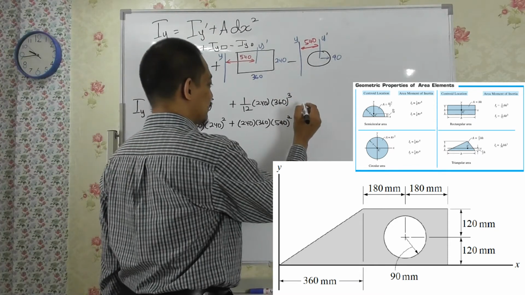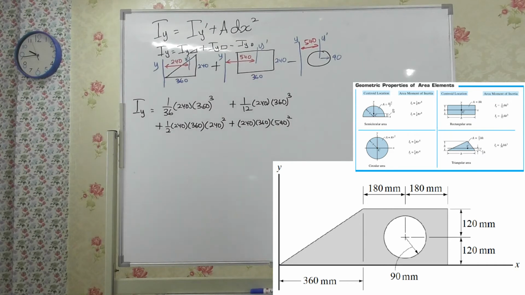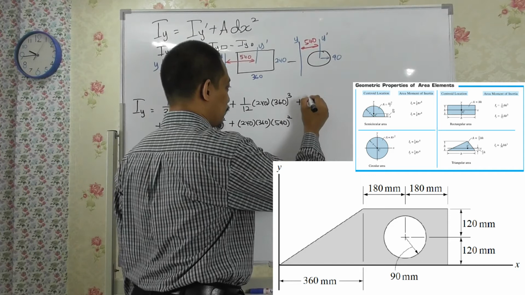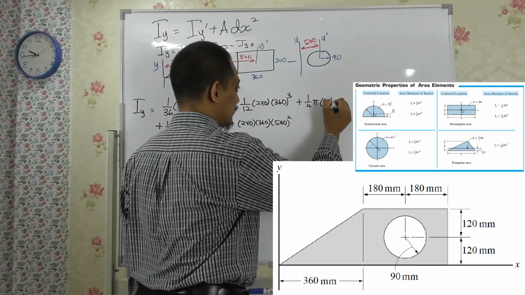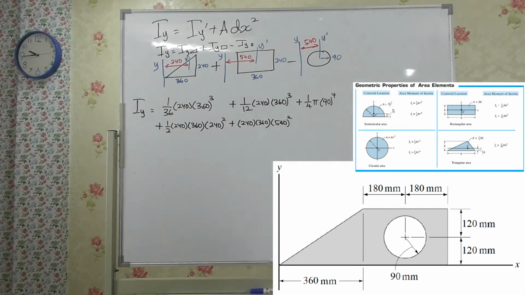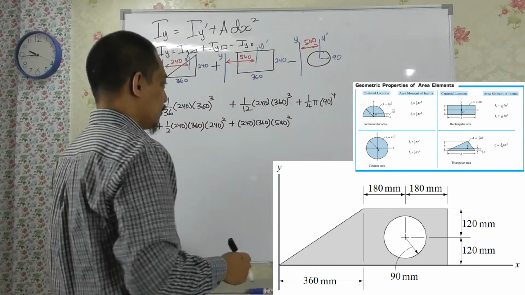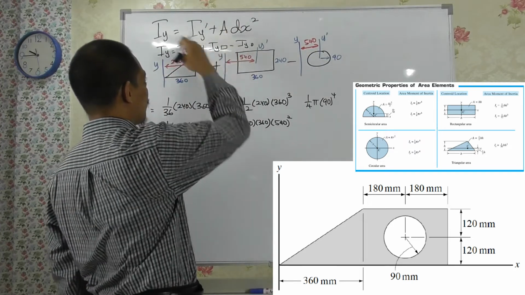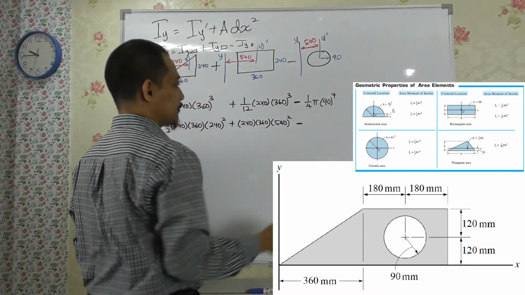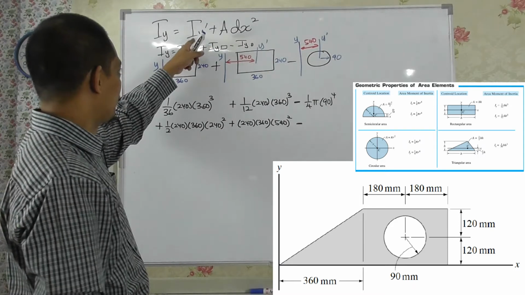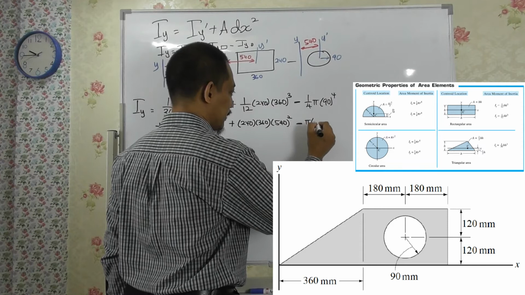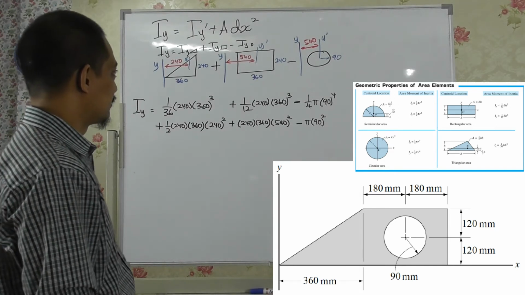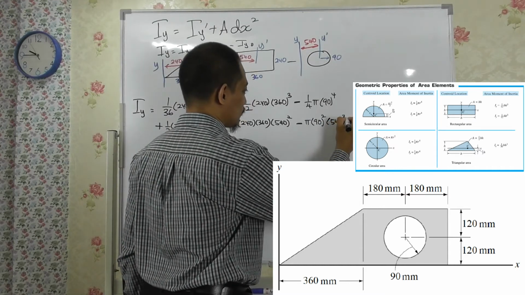Now for the circle, if you look at the table, it is 1 over 4 pi r to the power of 4. So 1 over 4 pi times 90 to the power of 4. This is negative, so it should be minus the whole thing, minus here as well, because it's minus the whole Iy of the circle, and Iy is Iy prime plus A dx squared. The area is pi r squared, so pi times 90 squared, and dx is 540, so 540 squared.